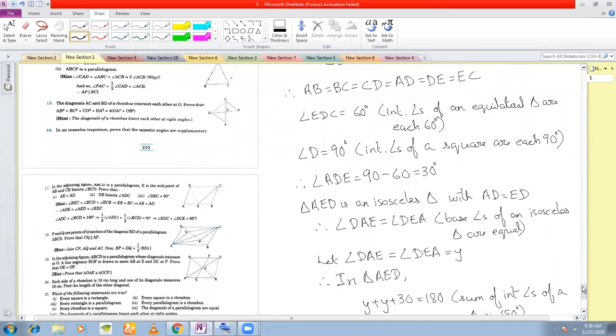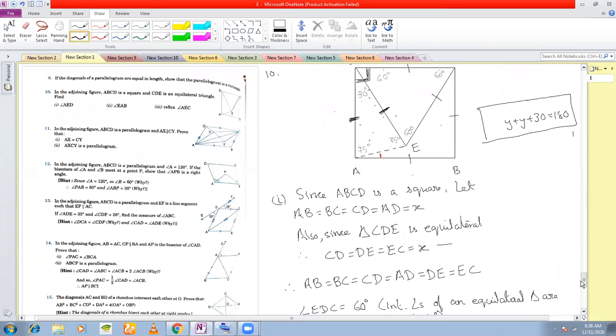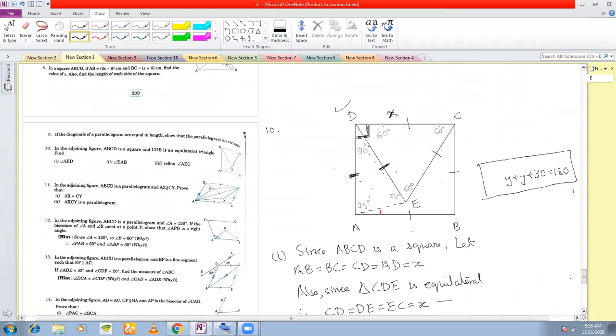That's it. And the last question is reflex angle AEC. Which one is the reflex angle AEC? Let me just write this first. We have found out this to be 15, so let's write this as 15. Okay, and the reflex angle AEC is this angle. How much is this reflex angle AEC?